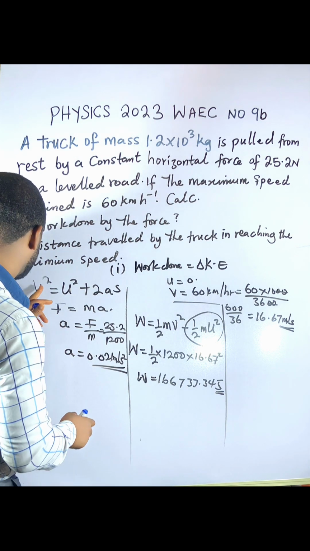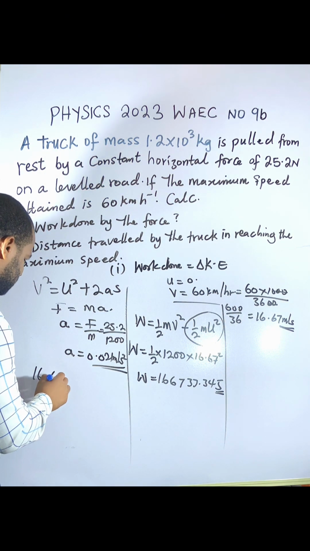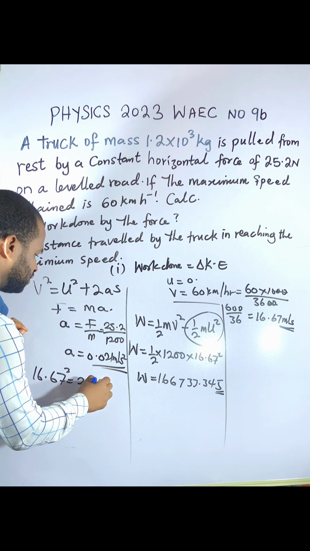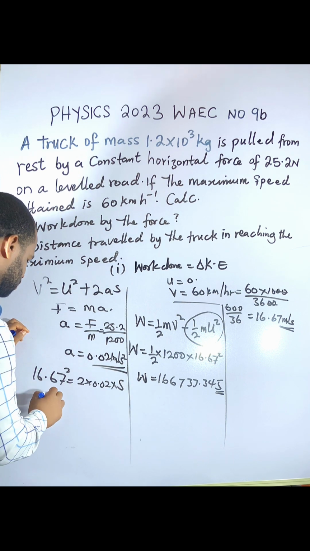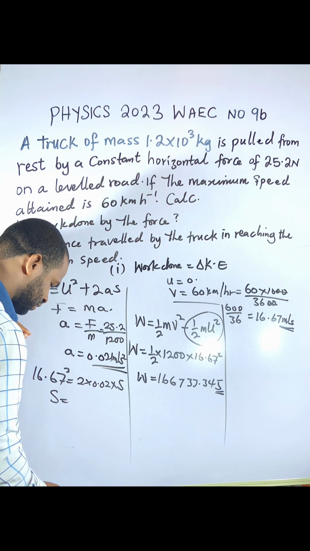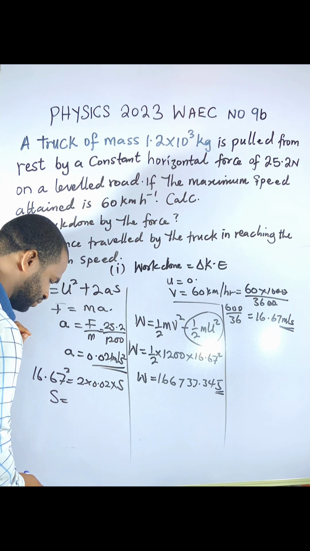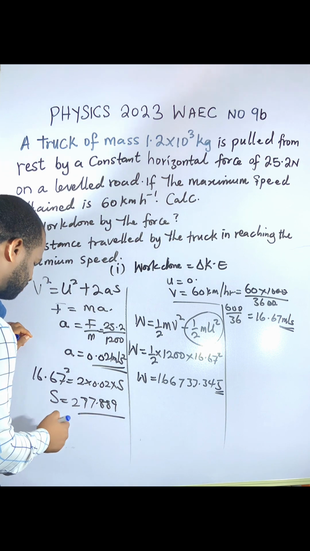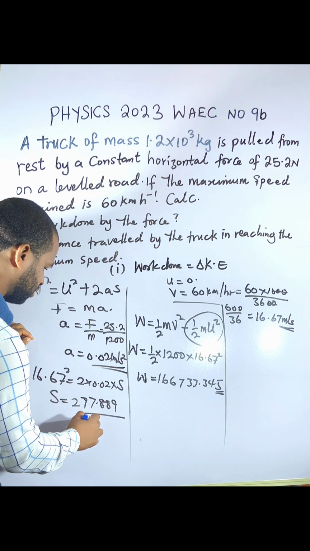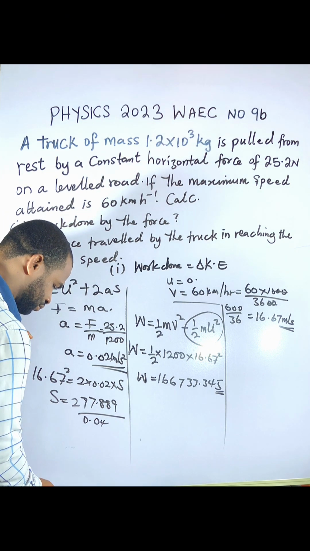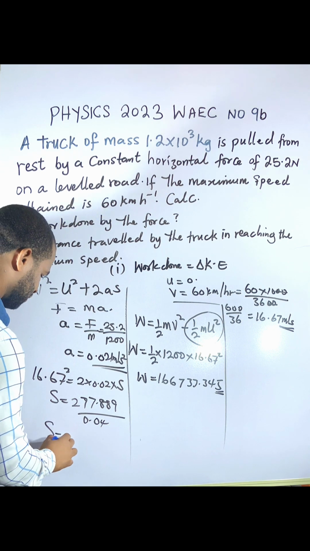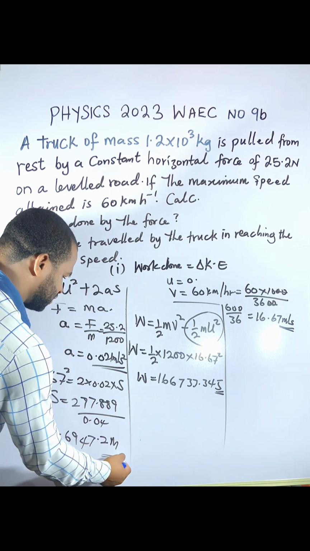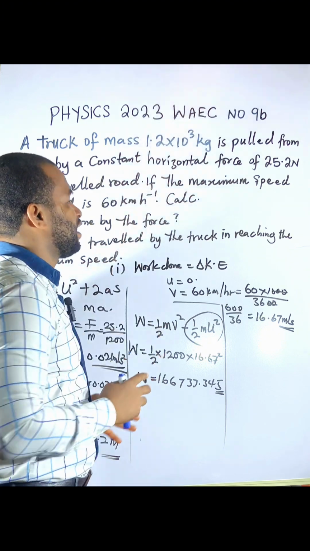This is my acceleration. To find the distance, I'm going to have 16.67 squared is equal to u is 0, plus 2 times acceleration 0.02 times s. So s is equal to 16.67 times 16.67, so this is 277.889 divided by, this is going to be 0.04. Therefore, the distance is given as 6947.2 meters. Alright, so this is the solution to this question.